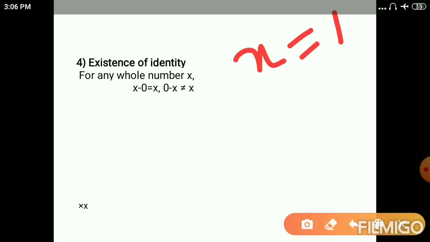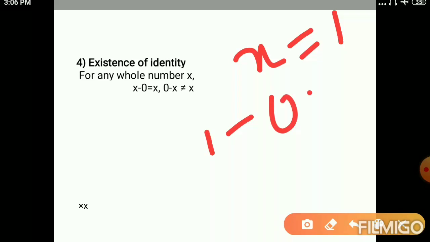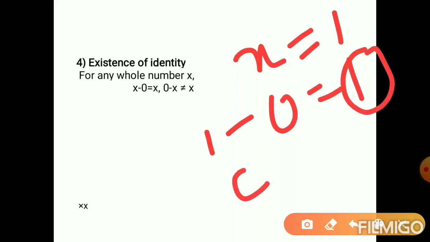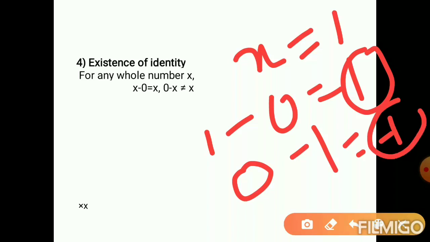My next property is existence of identity. It says for any whole number x, x minus 0 is equal to x, but 0 minus x is not equal to x. Suppose my x is 1, so 1 minus 0 is 1, it is equal to x, but 0 minus 1 is minus 1, so it is not equal to x. So we can say for subtraction no identity number exists. We will not get the same number.